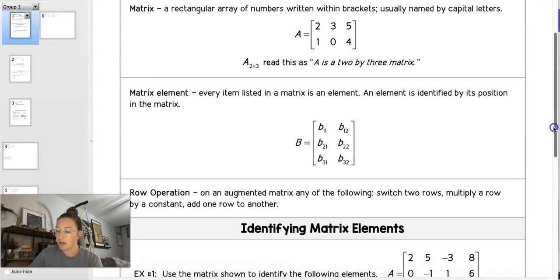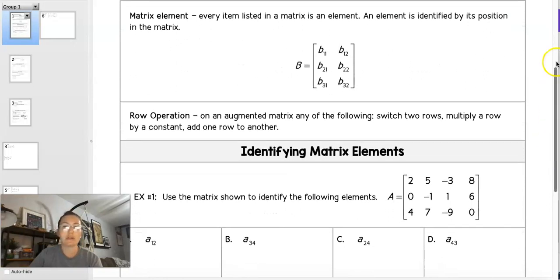Okay, so then we're going to have the matrix element. The matrix element is where we can identify where things are in the matrix. So for instance, this one is B11 because it's in the first row, first column. This is B12 because it's in the first row, second column. And then it continues like this. This is B21 because it's in the second row, first column. B22, second row, second column. B31, third row, first column. B32, third row, second column. So this allows us to pinpoint or identify where numbers are in the matrix.